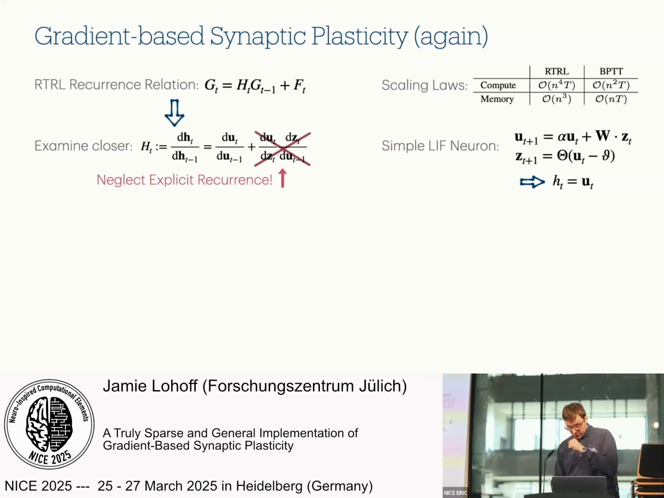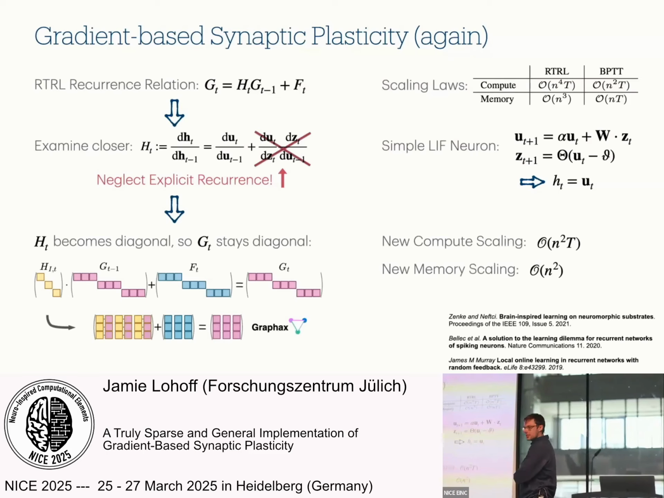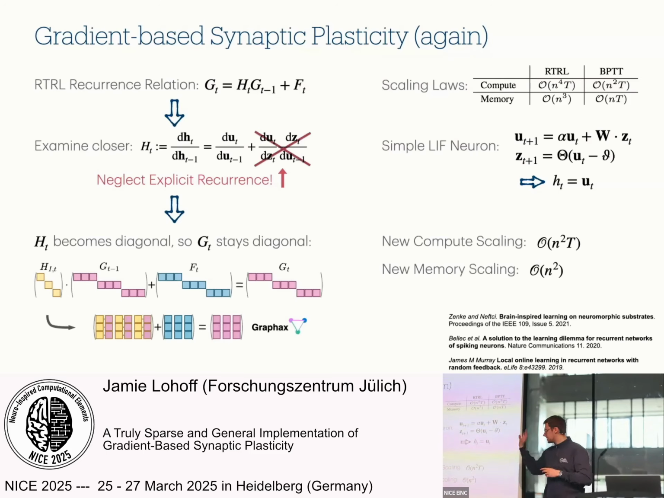And if you do that, you get very lucky, because your H of t becomes a diagonal tensor now. And remember early on, I was talking about how we are very good at doing diagonal stuff. So H of t becomes diagonal. And because H of t and also F of t are diagonal, the G of t, because of the recursion relation, also stays diagonal. So everything's diagonal all the time. So we can apply this graphics tool that I wrote and just replace these diagonal multiplications with very efficient element-wise multiplications. And the new algorithm we arrive at now has a very efficient compute scaling and a constant memory scaling. That's cool, because now we have the best of both worlds, right?